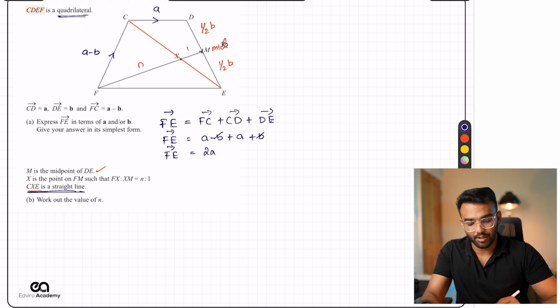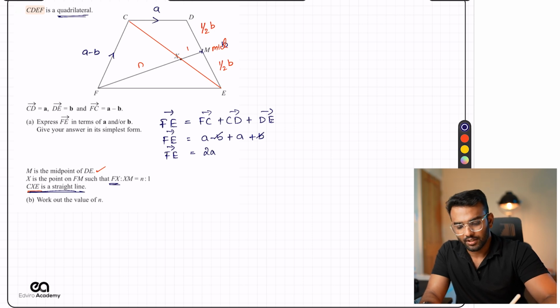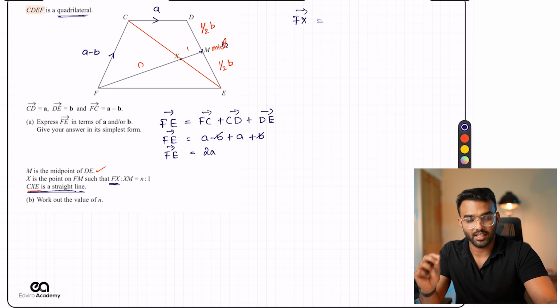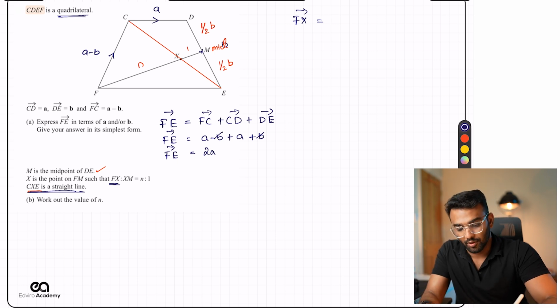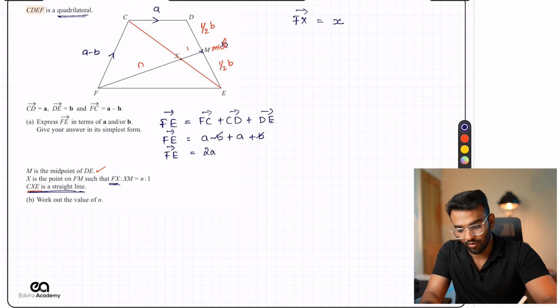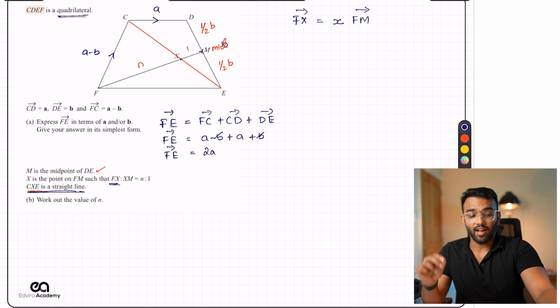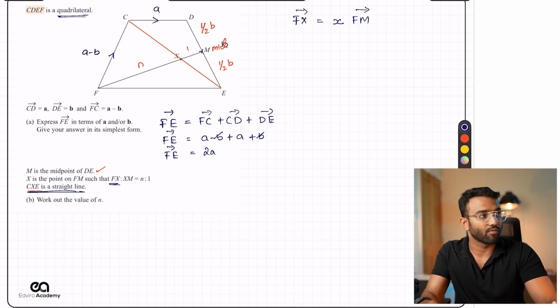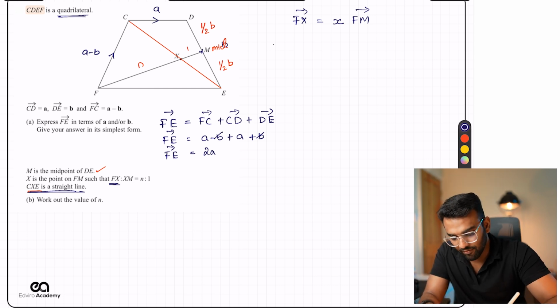Although CXE is given to us, we need to really find out FX. So how would you do that? FX, would you agree, can be written as a multiple, we don't know what multiple, that is why it is x, a multiple of FM. All right, so FX can be written as a multiple of FM. And now, therefore, to find what is FX, we can go and find what is FM. So I'm just going to find what is FM here.